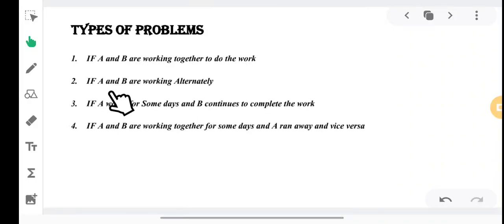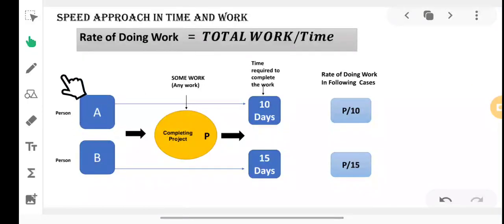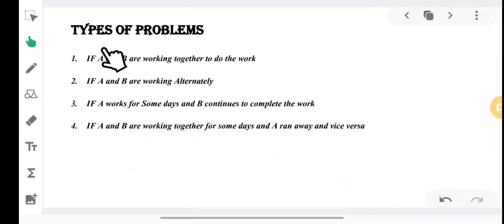The second type of problem is that if A and B are working alternately, it means on the first day A will do some part of the whole work, and B will do some part of this work on the next day. So how many days will they need to complete the work? This is the second type of problem.